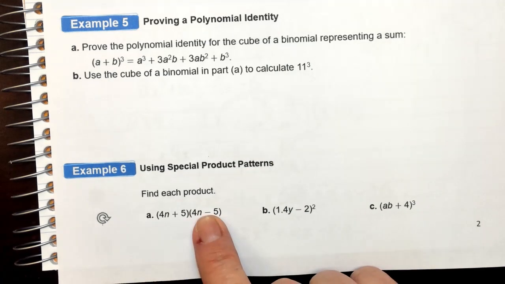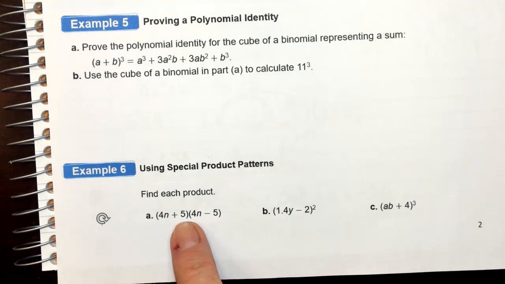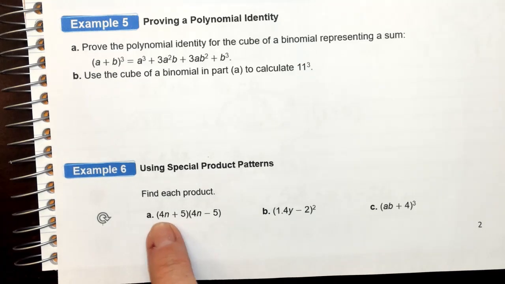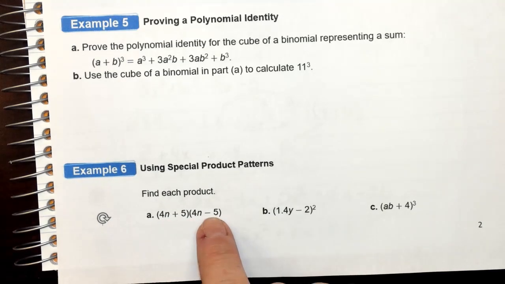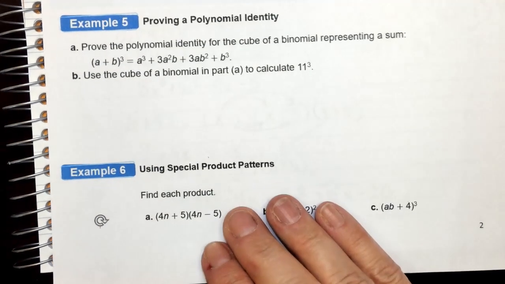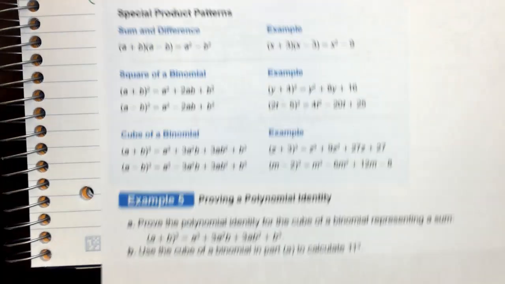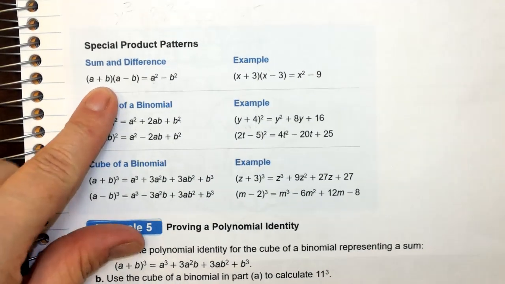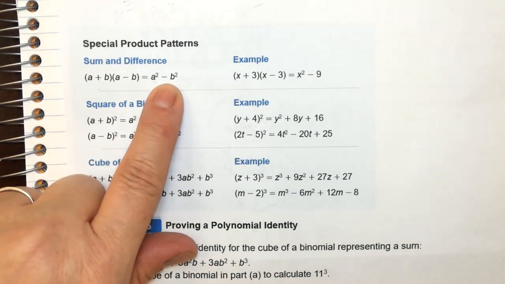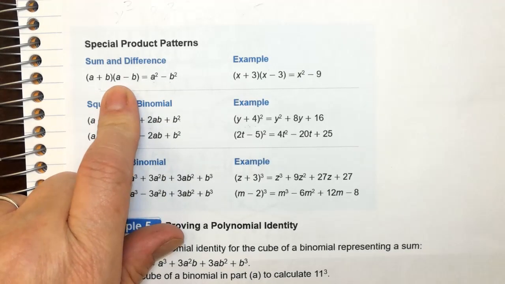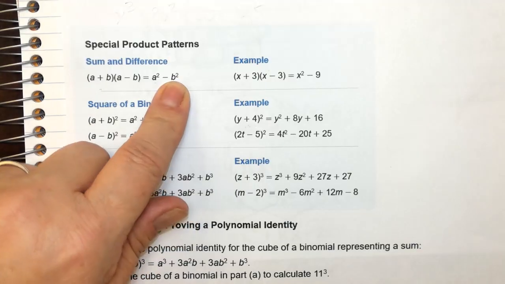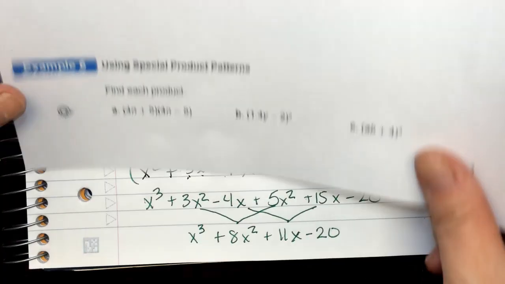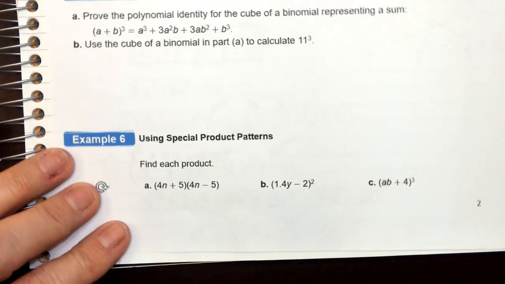So the idea of this is so you don't actually have to do too much math. Looking at this, our A values are the same, the B values are the same. What's the difference? One has a positive, one has a minus sign. So if we look back up here, that is the sum and difference. Essentially, that middle term cancels out. So really, all you have to do is square A and square B. So we would use the sum of difference pattern.